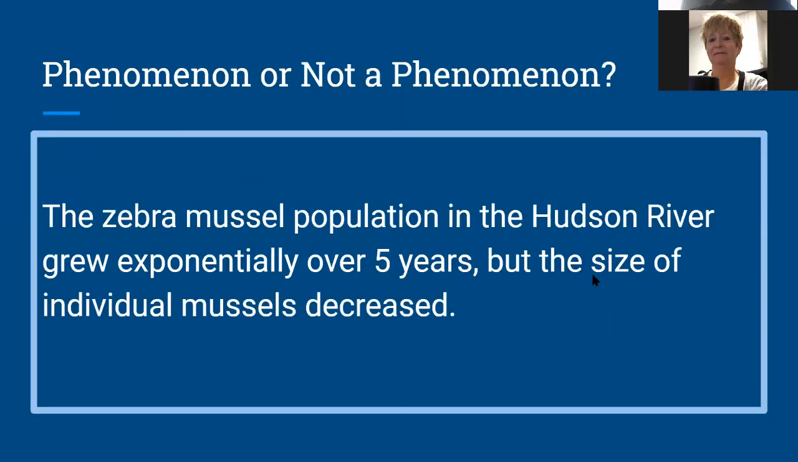So let's try another one. The zebra mussel population in the Hudson River grew exponentially over 5 years, but the size of individual mussels decreased.